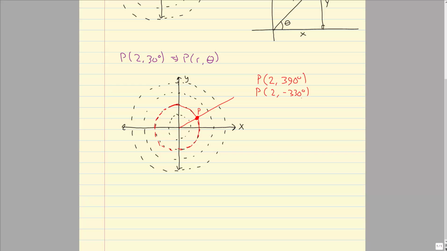Now, one thing that we haven't talked about is, what about a negative radius? What would that look like? Well, the effect of a negative radius means to reflect. So what I would do if I had this -2, that would put me at this point right here.